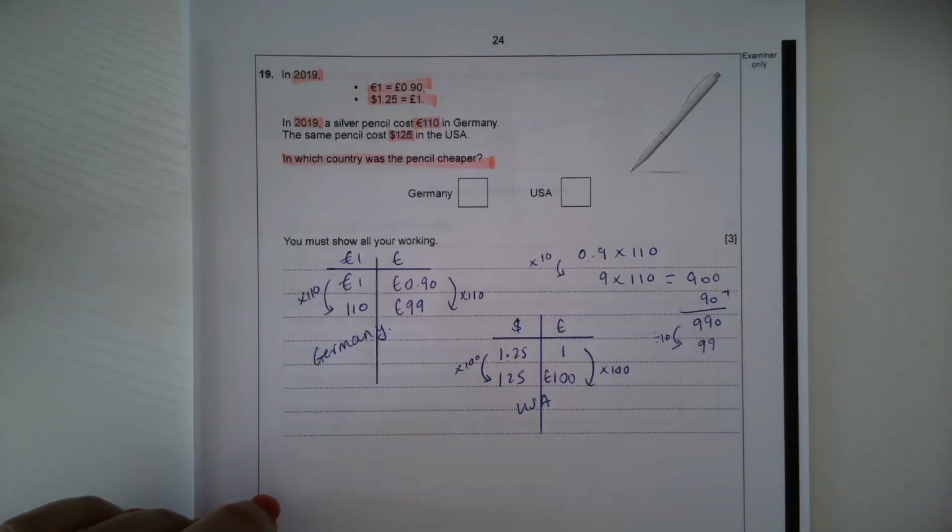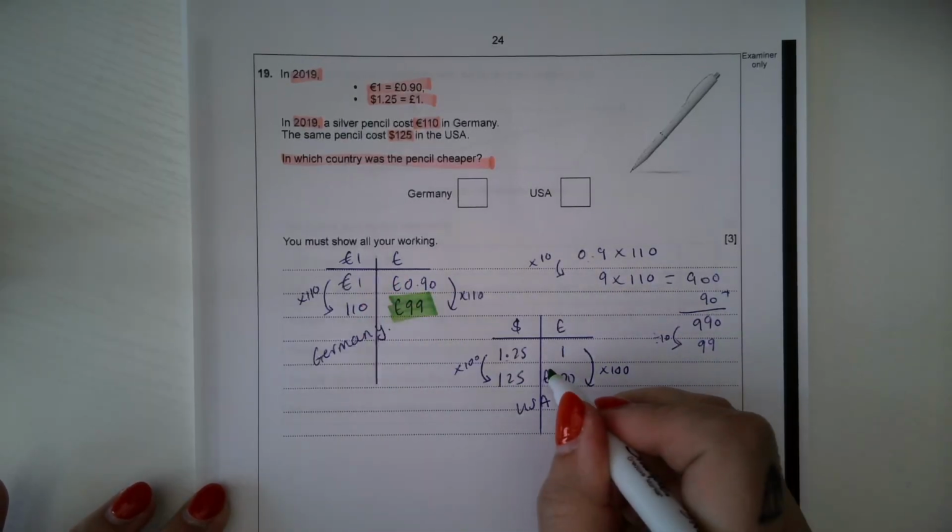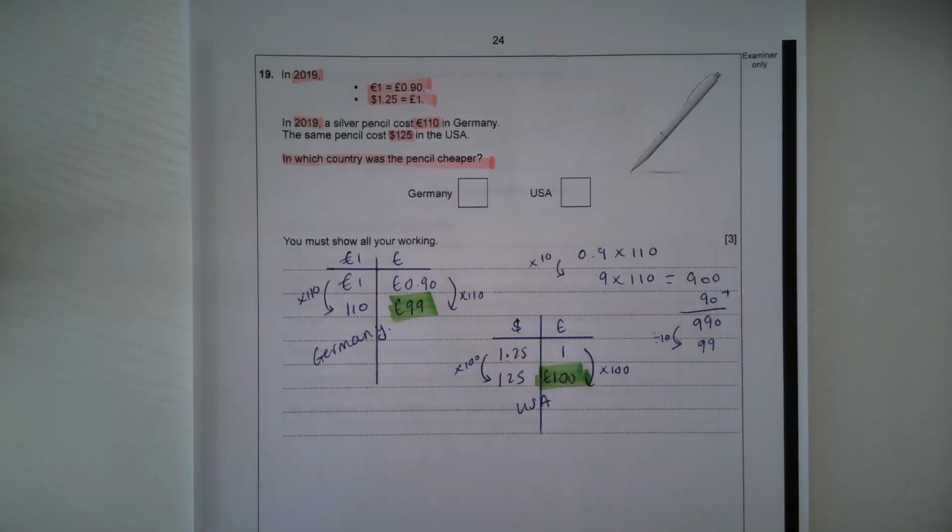So now we're going to compare these prices, guys. In which country was it cheaper? Well, it's £99 in Germany, £100 in the USA. So Germany is cheaper by £1. So we're going to tick Germany for our answer.